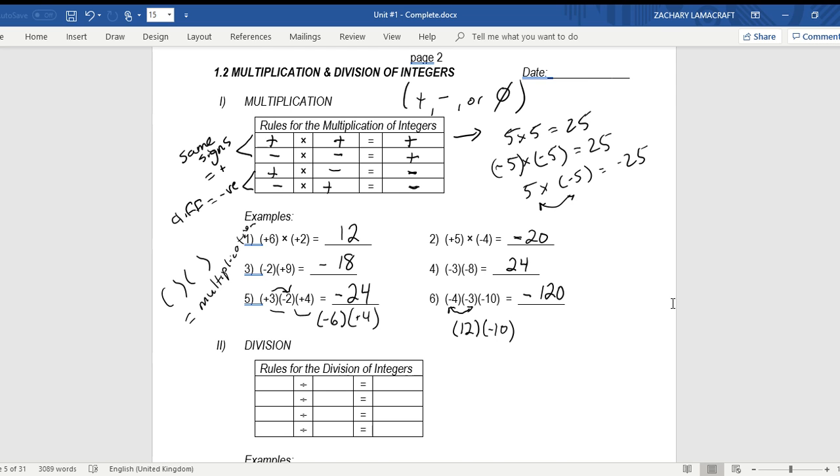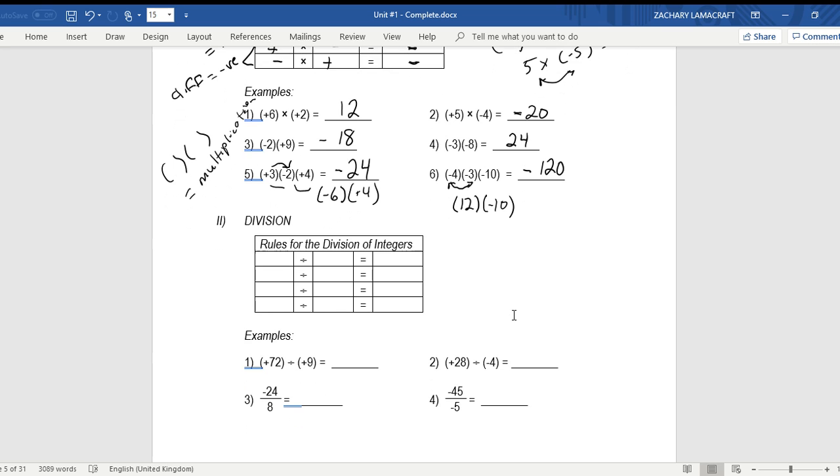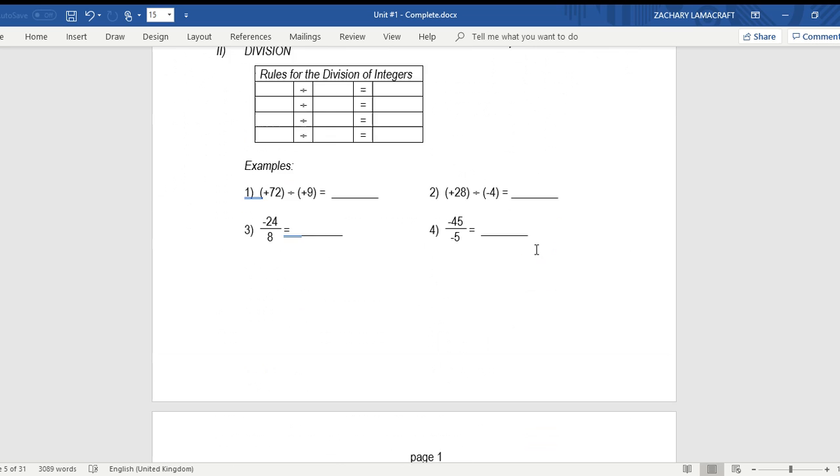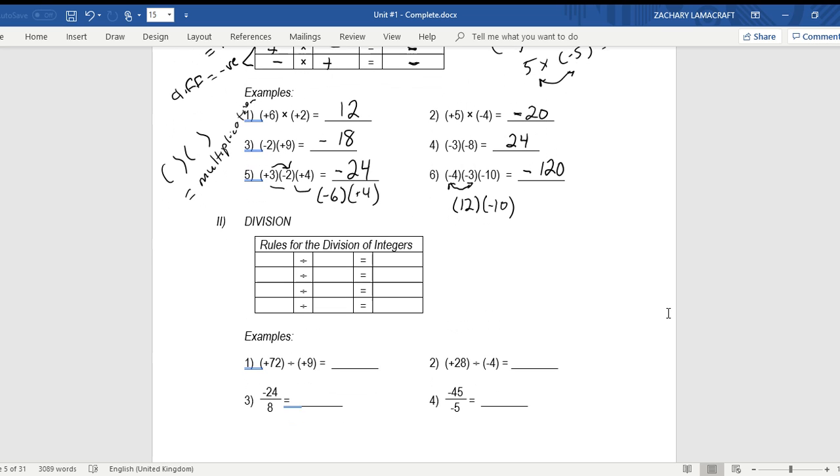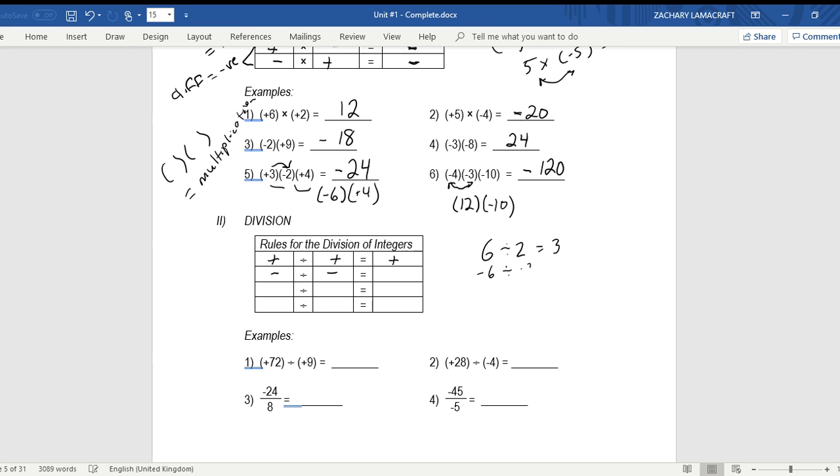All right. So we're going to move on to division now. Believe it or not, it's going to be the exact same rules that we just did, but for division. So we're dividing numbers now, but if we have a positive number divided by a positive number, so let's say 6 divided by 2, I'm going to get 3. So that is positive. If I have a negative and a negative number, both the same, negative 6 divided by negative 2, I'm going to also get positive 3.